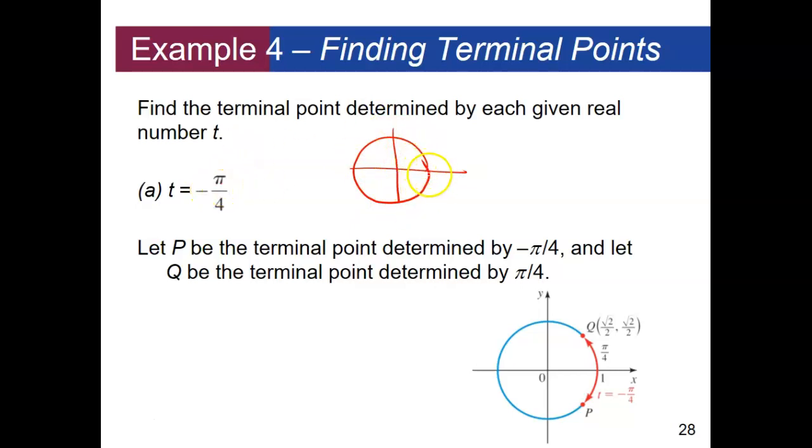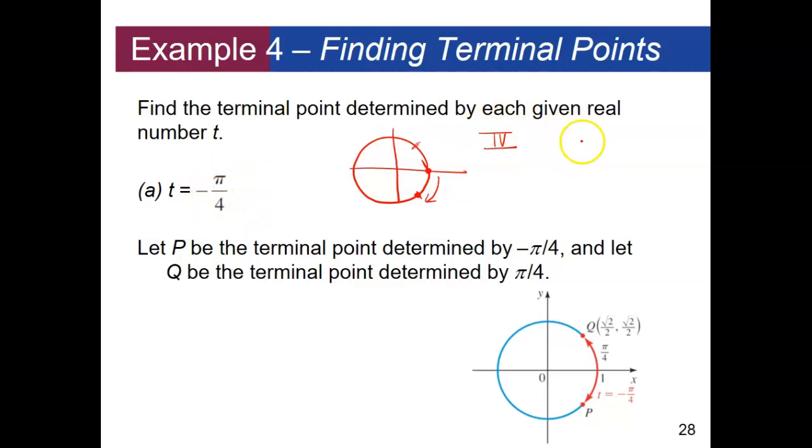The negative tells me that I'm going to start here and go clockwise pi over 4. So pi over 4 normally would take me a quarter of the way around, but instead I'm going to go down here. So that puts me in the 4th quadrant. What's important is the quadrant and the type of angle I have.